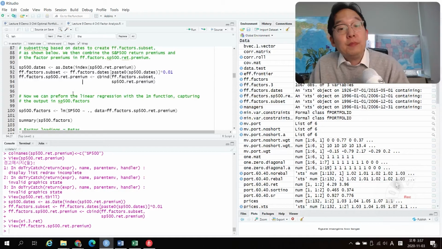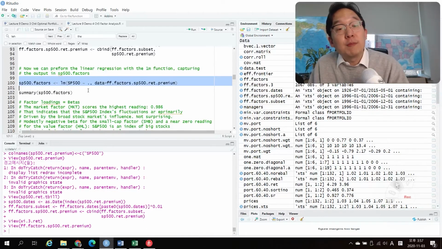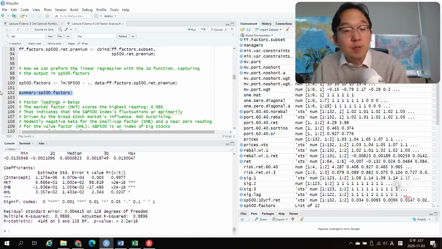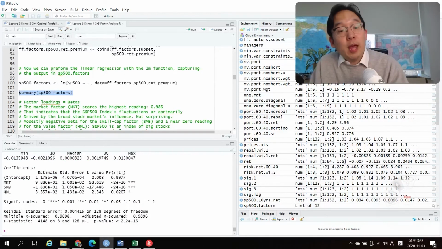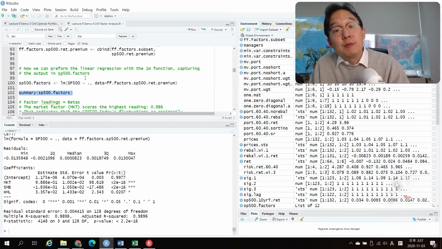And then now we can perform linear regression with the LM function, linear model. Capturing the output in S&P 500 factors like this, and then we want to see the summary of the result over here. Now what do we have? We have a regression result. We regressed S&P 500's excess return relative to the risk-free rate on the rest of the factors, the variables, right?